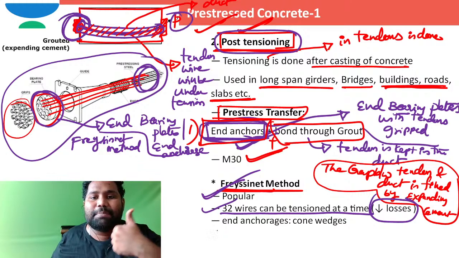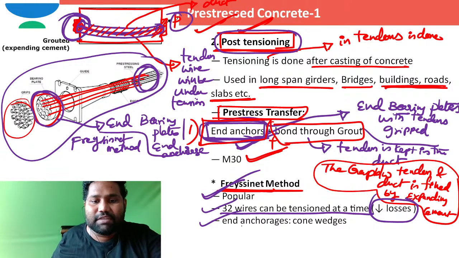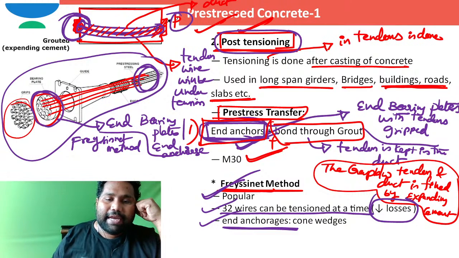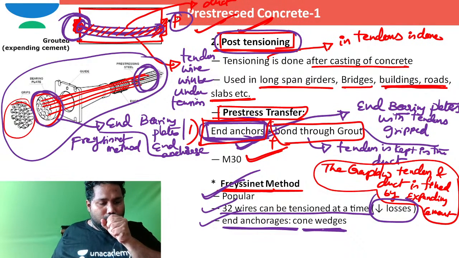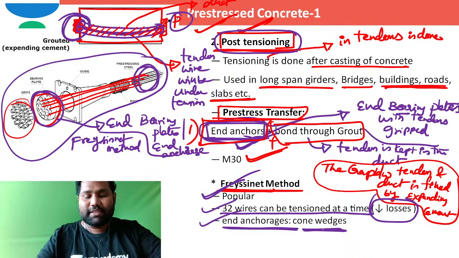And how is this pre-stress transferred? The pre-stress is transferred by end anchorages. And coming to end anchorages, what is the type of end anchorage? The end anchorages here are cone wedges.